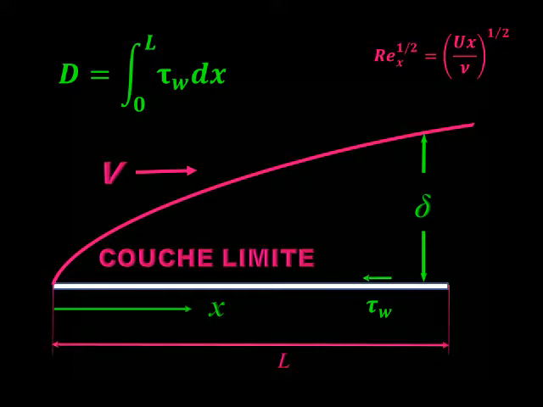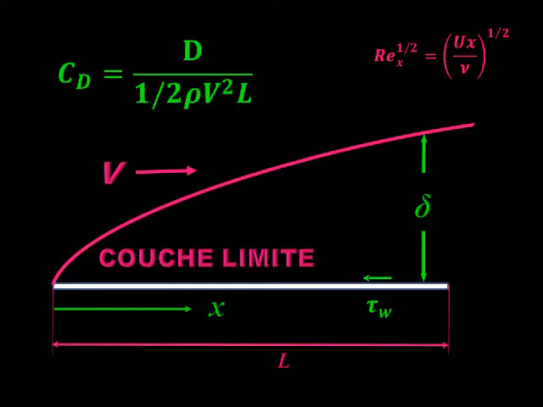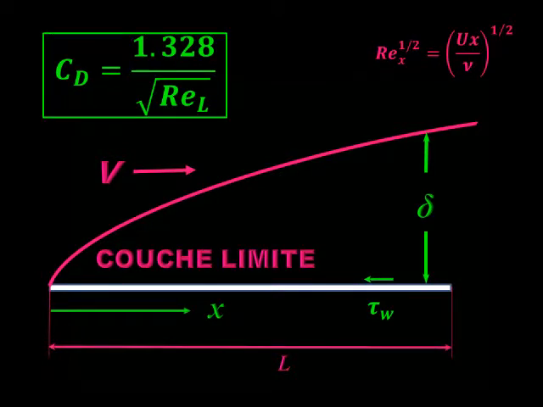Drag is conveniently expressed in terms of a dimensionless skin friction coefficient, C sub F, and this coefficient is a function of Reynolds number only.